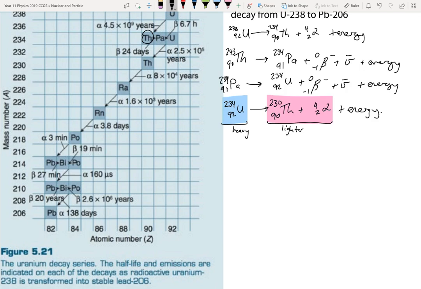Cheers, sir. This is the crazy thing. You stop at uranium twice and thorium, then you stop at polonium three times. But every time you're getting lighter and lighter and lighter. Energy's getting released.